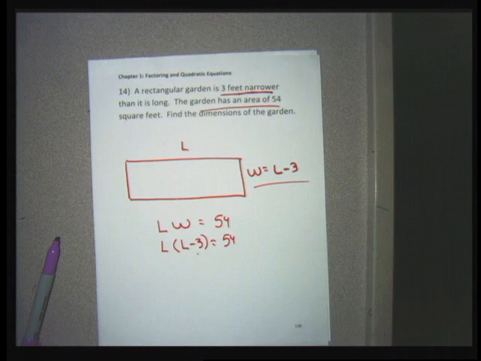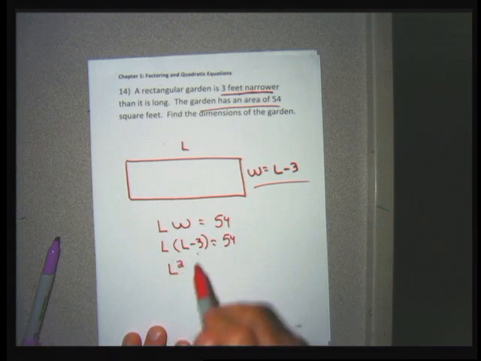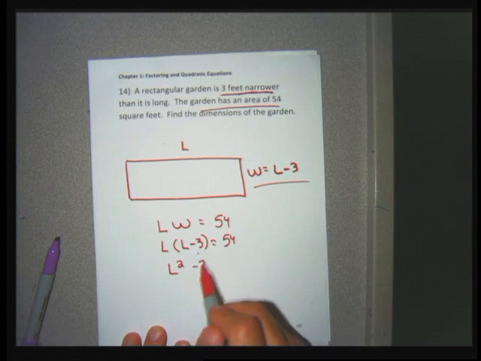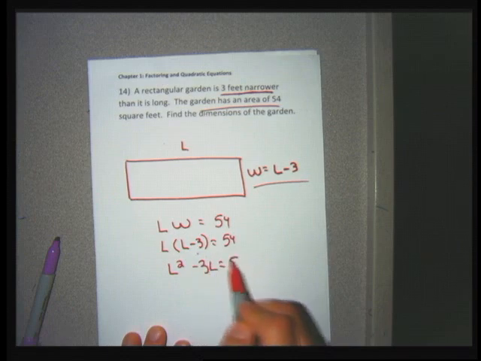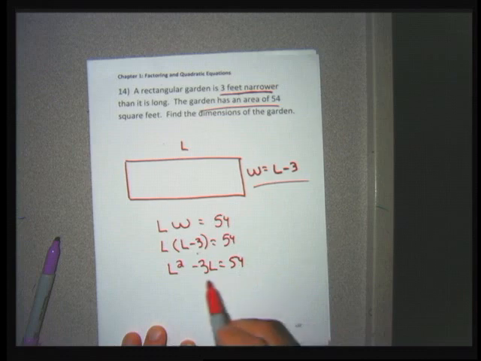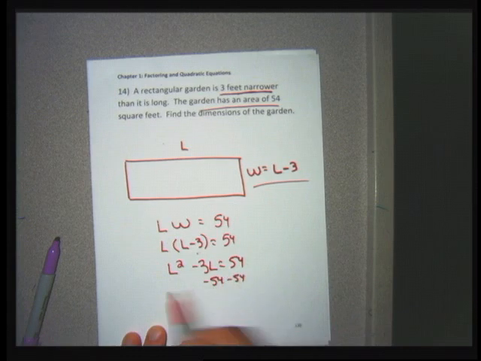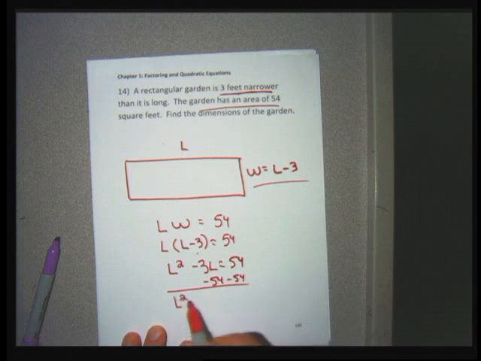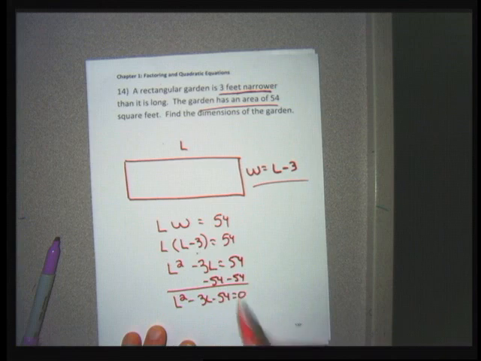Now I'm going to clear the parentheses. L times L is L squared. L times minus 3 is minus 3L. Then I have equal to 54. I'm going to minus 54 and minus 54 and get L squared minus 3L minus 54 equals to 0.